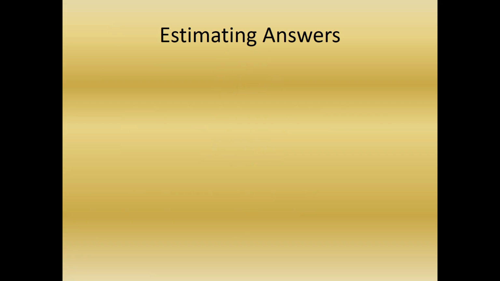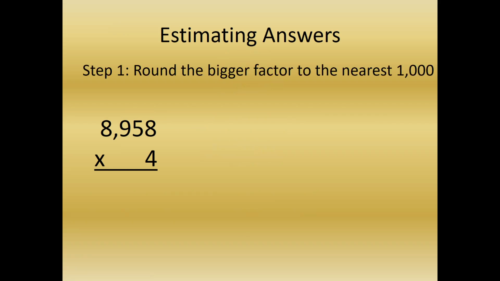Now we're just going to quickly go over estimating answers just like how you did yesterday and the day before, but now we're doing it to the thousands. So we have 8,958 times 4. So our step 1 is round the bigger factor to the nearest thousand. So that means 8,958 needs to be rounded to the nearest thousand. So we're going to be looking at the 9. So the 9 in 8,958 is closer to 10 than to 0, so it rounds up. So that means our question would now be 9,000 times 4.